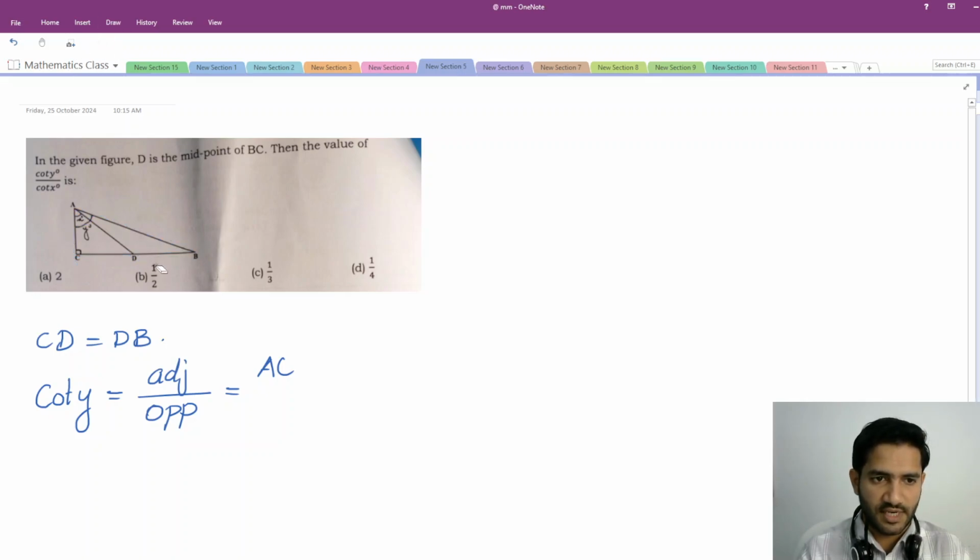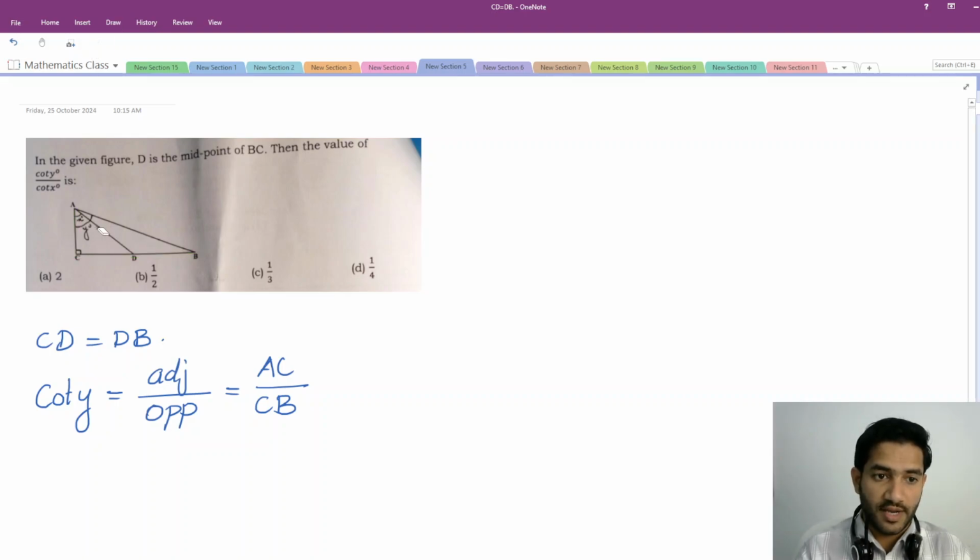AC is the adjacent side. Look at here, AC is the adjacent side. Which one is opposite? CB is the opposite. So AC by CB. It is cot Y.